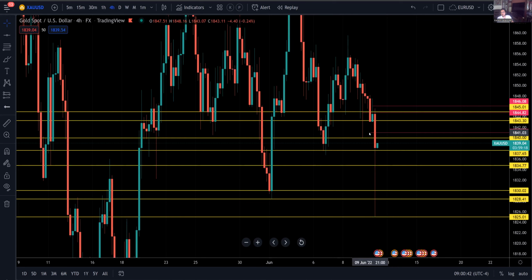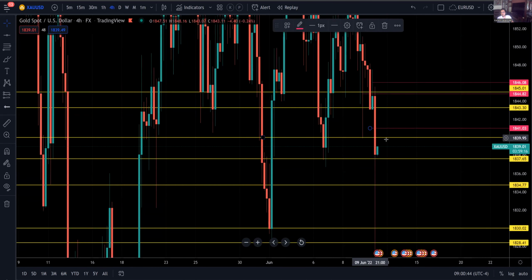Not that you need to sell, right? But that 40 there is your friend, and that 41 is the max push for that 4-hour candle there.